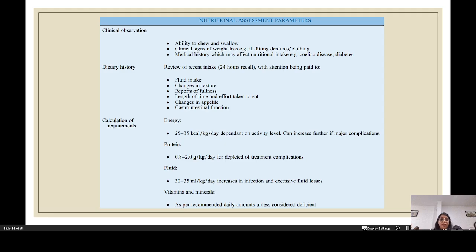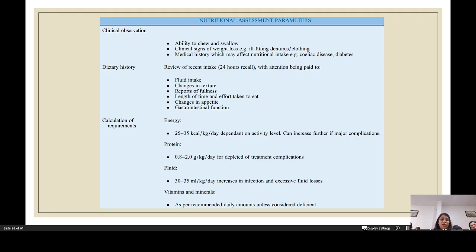Dietary history included review of the recent intake, 24-hour recall, with attention paid to fluid intake, change in texture, report of fullness, length of time and effort taken to eat, change in appetite, and GI function. Calculation of the energy requirement is 20 to 25 to 35 kilocalories per kg per day, dependent on the activity level, and can increase further in major complications.